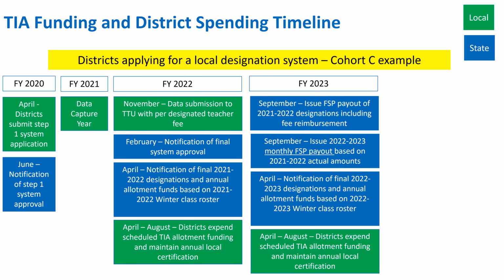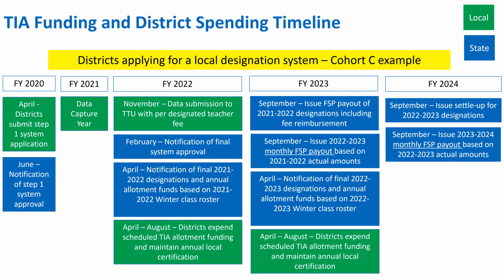In FY 2023, the district would then receive their FSP payout of 2021-2022 designations, including their fee reimbursement. Also in September, they would begin receiving their monthly FSP payout for 2022-2023 based on prior year actual amounts. Then in April of that year, they will be notified of their final 2022-2023 designations and their annual TIA allotment based on that year's winter class roster data. Similar as the year before, they will then be expected to expend all the funding prior to the end of August.